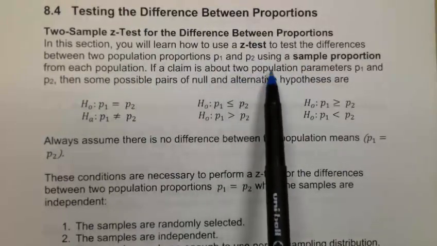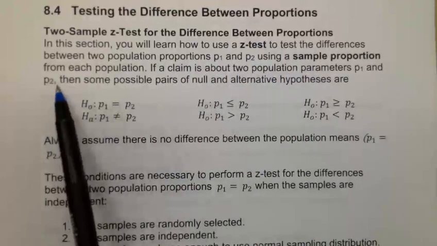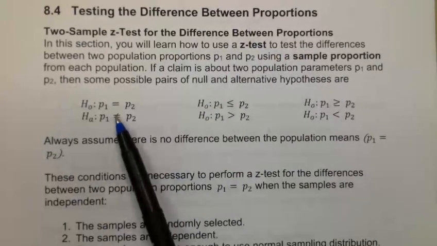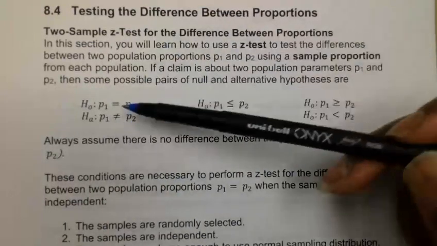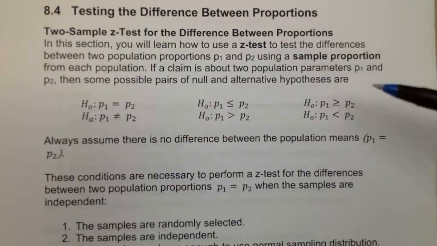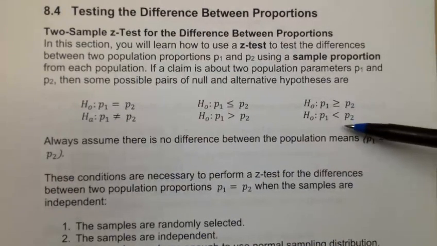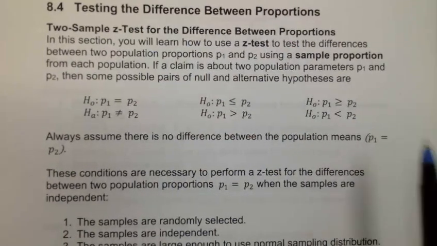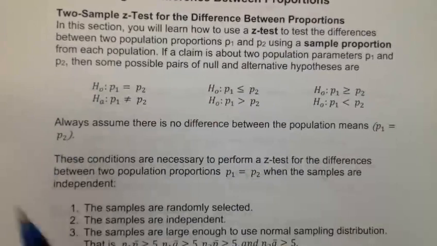If a claim is about two population parameters, p1 and p2, then some possible pairs of null and alternative hypotheses are listed: equal to, not equal to; less than or equal to, greater than; and greater than or equal to, less than. Always assume there is no difference between the population proportions, p1 equals p2.